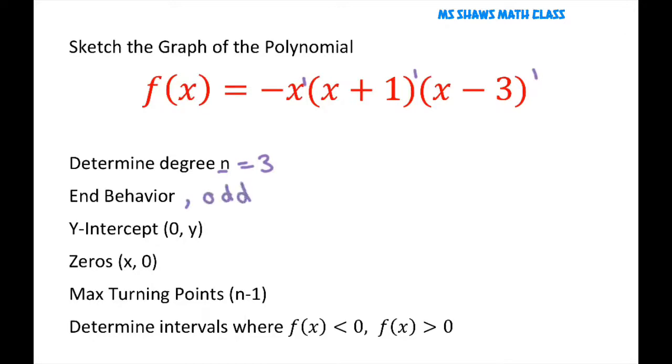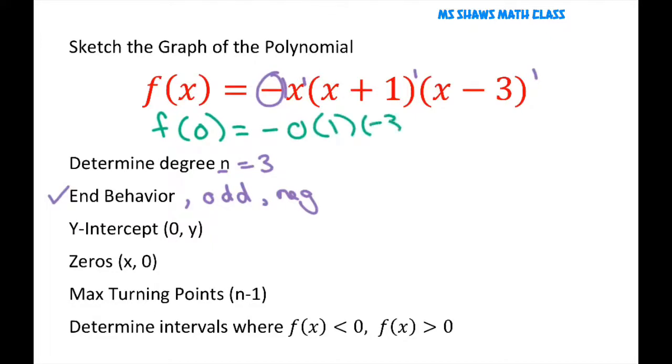That 3 is an odd number, and our lead coefficient here is negative. We'll get back to end behavior in just a moment. Let's do our y-intercept. That is where x is 0. And that equals 0. And our zeros, which is our x-intercept, is where y is 0. So we have a 0 here.